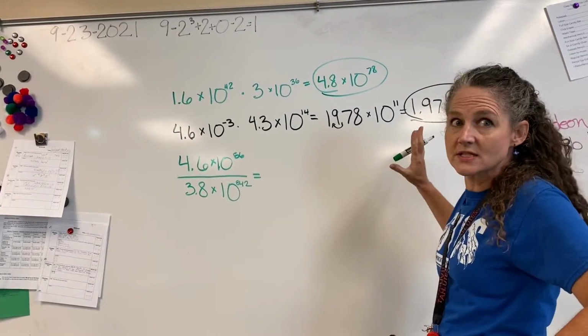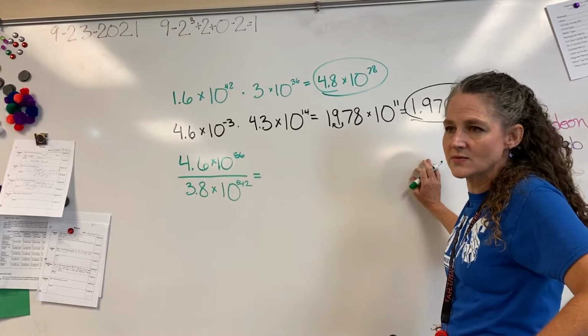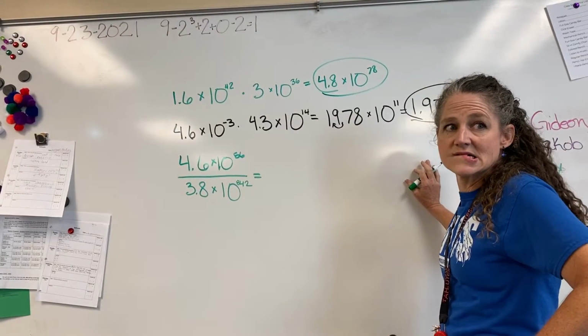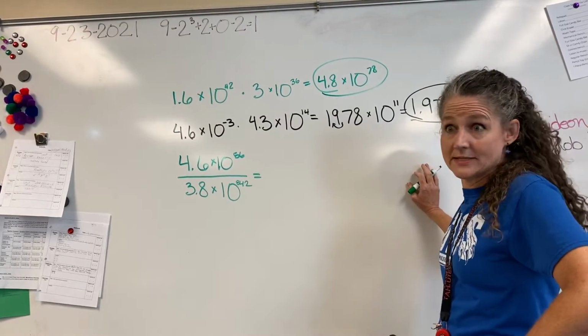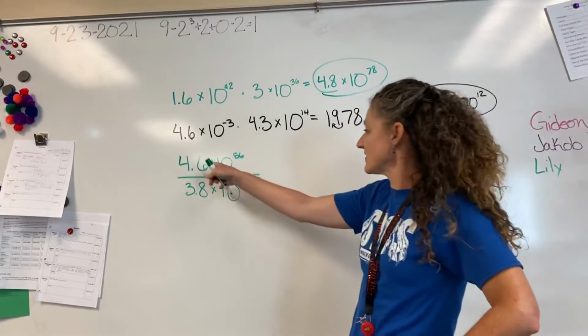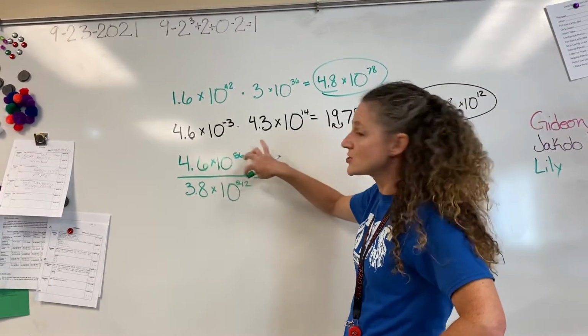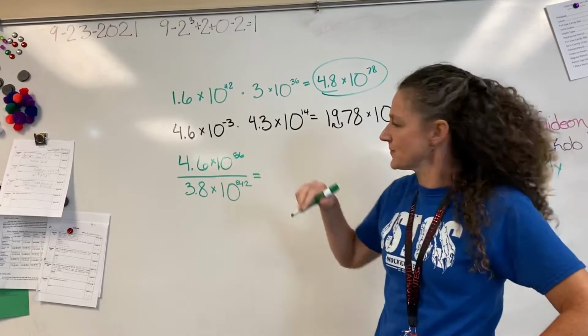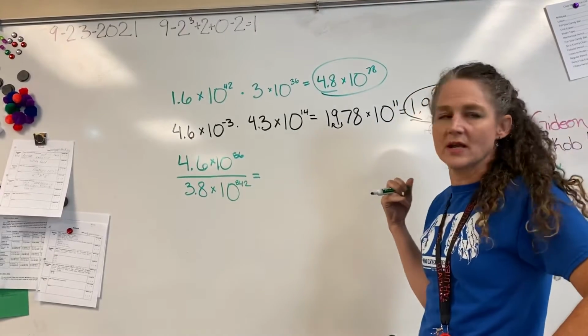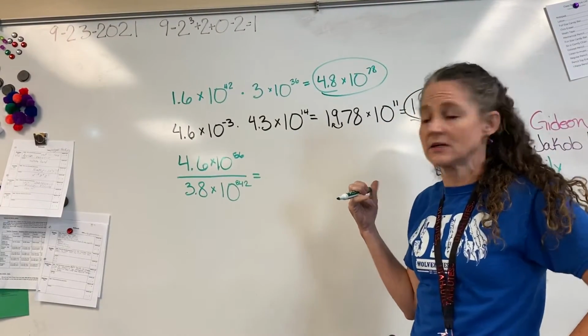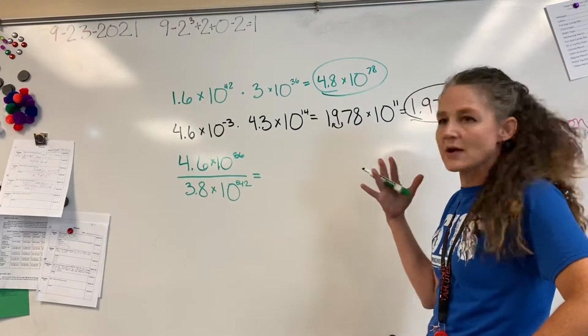4.6 divided by 3.8. What do I do first? After 4.6, after 4.8, what do I do with these numbers? Divide them. Divide which ones? The numbers without exponents first, right? What's 4.6 divided by 3.8? I can't do that in my head.